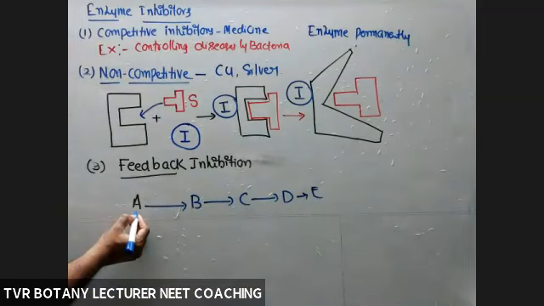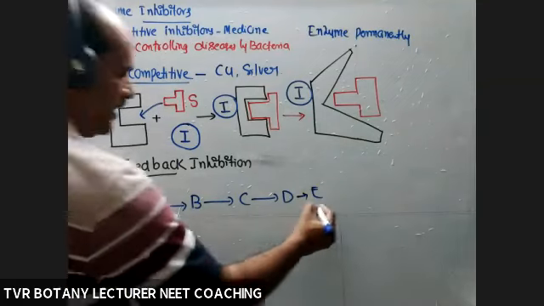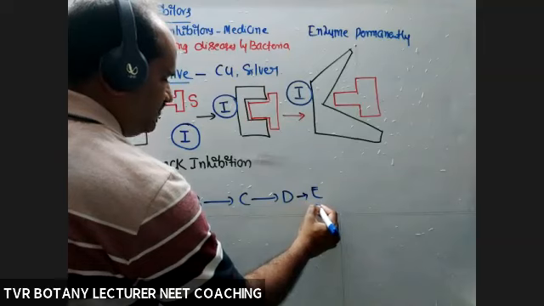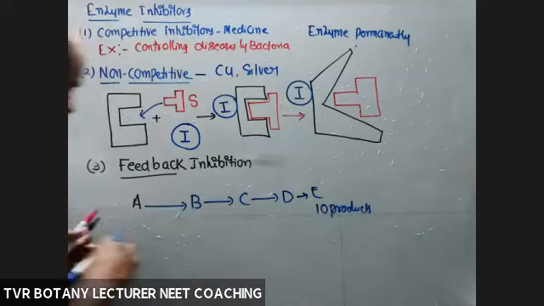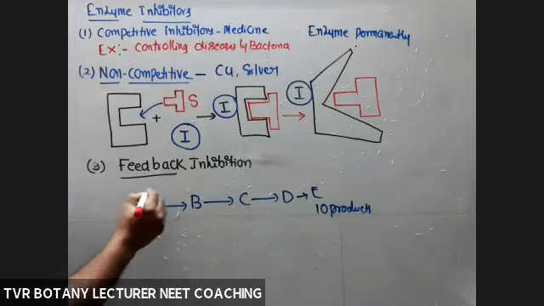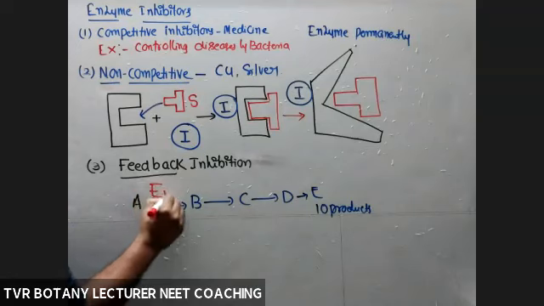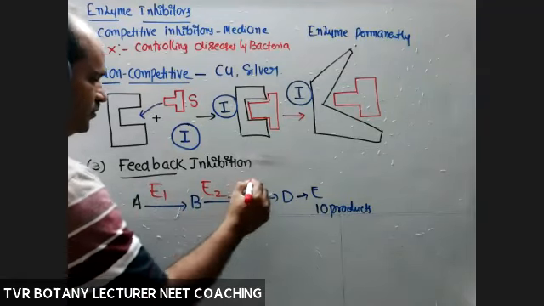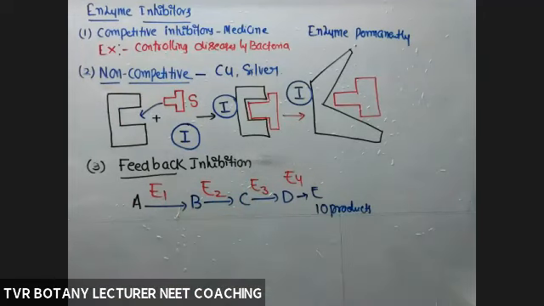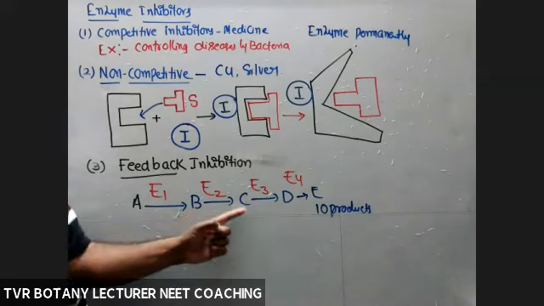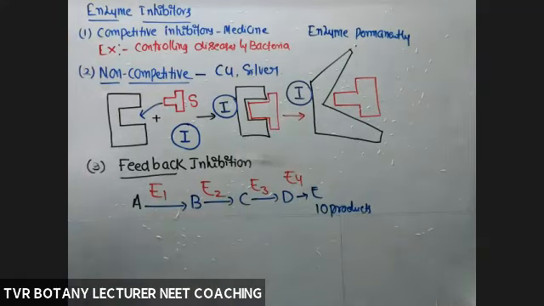Initially, the number of A is more. After a certain period of time, what about the number of products? E products, 10 products are there. So in this metabolic pathway, what are the enzymes involved? Dummy ones: enzyme 1, enzyme 2, enzyme 3, enzyme 4. With the help of enzymes 1, 2, 3, 4, A is gradually converted one by one into B product, C product, D product, E product.